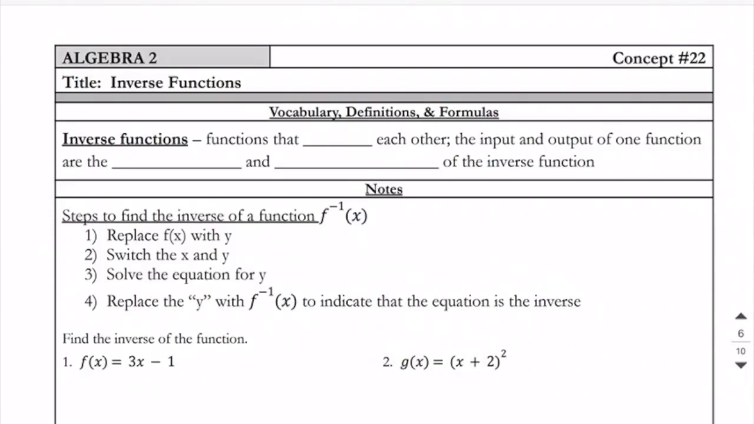All right, welcome back to another fun edition of Algebra 2 PLP. And this time we're going to be talking about inverse functions.